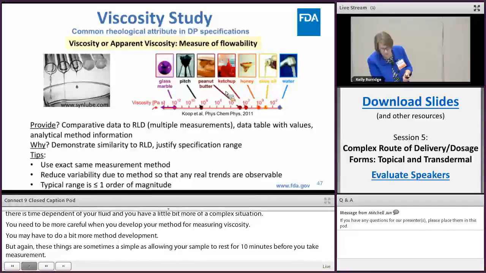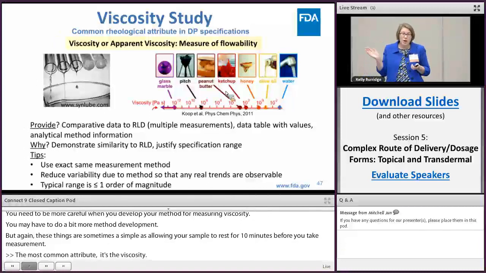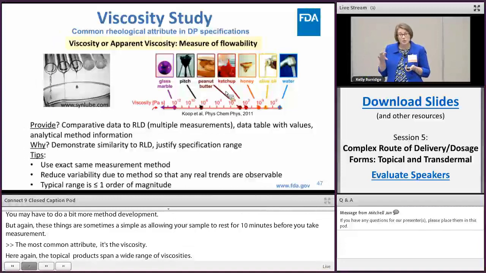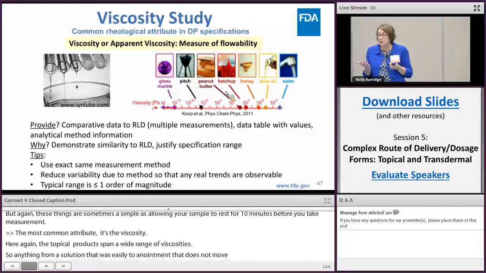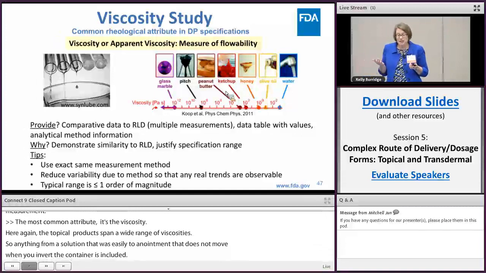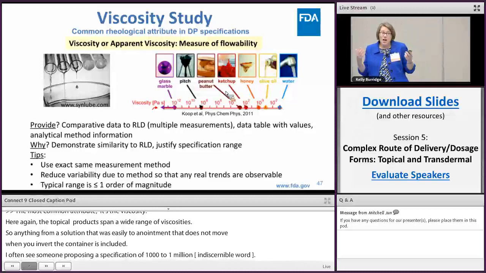The most common rheological attribute in drug product specifications is the viscosity. And here, again, the topical products span a wide range of viscosities. So anything from a solution that pours easily to an ointment that doesn't move when you invert the container. I often see someone proposing a specification of 1,000 to 1,000,000 centipoise. And that would be equivalent to saying that your product has a viscosity somewhere between honey and peanut butter. I have a feeling patients are probably going to notice if your product is varying that much.